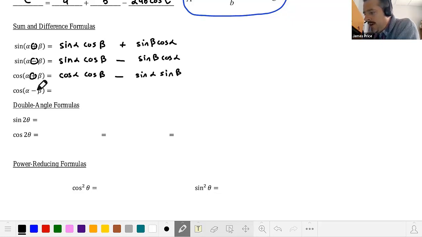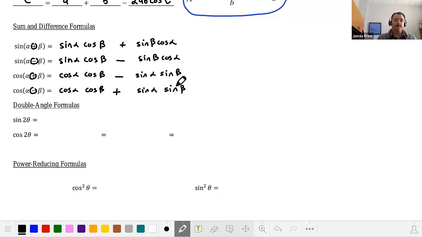And then for cosine of alpha minus beta, it has a different sign, so it's a plus. But something's always the same, so it's the cosine, cosine. So cosine alpha, cosine beta, sine alpha, sine beta. And that's how I memorize these sum and difference formulas, right? The sine has the same sign, but something's always different. The cosine has different signs, but something's always the same.